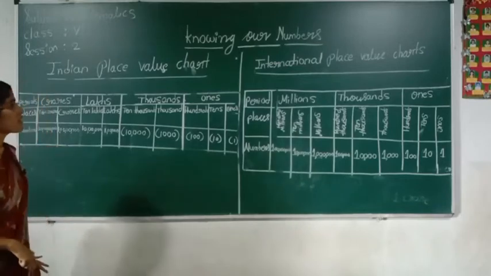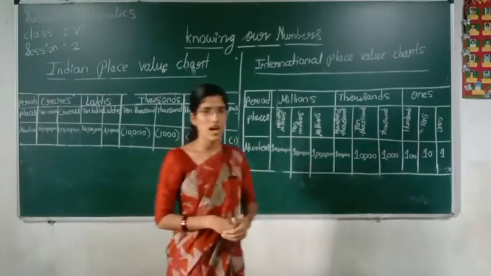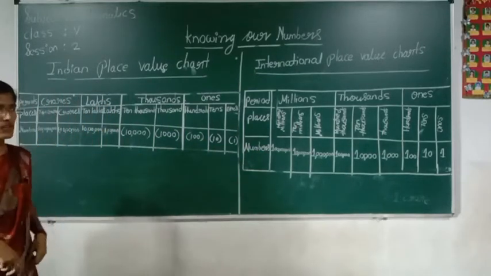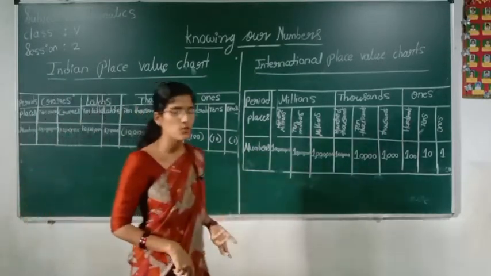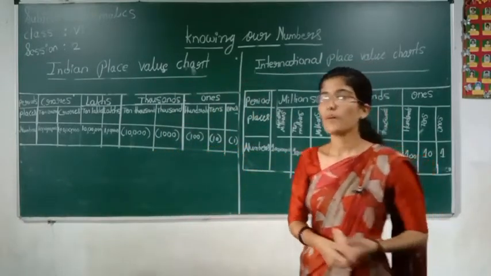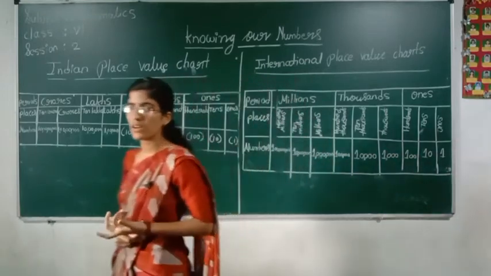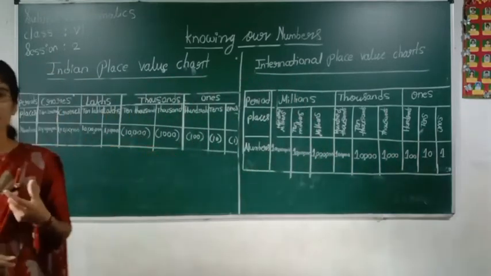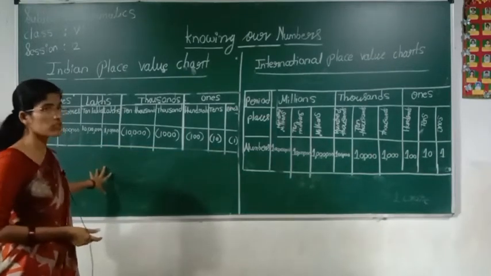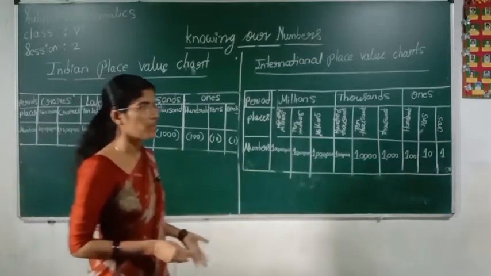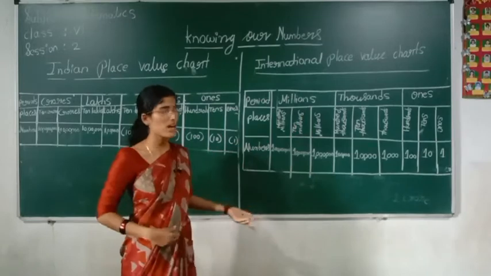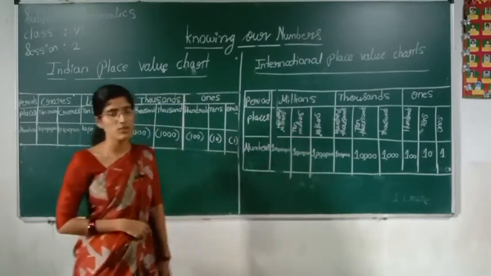See here, now we have place value charts. Those are the Indian place value chart and the international place value chart. A place value, as you learnt in primary section last year, tells us the position of a digit in a number. The Indian place value chart we are going to use in India. Outside India we are going to use the international place value chart.